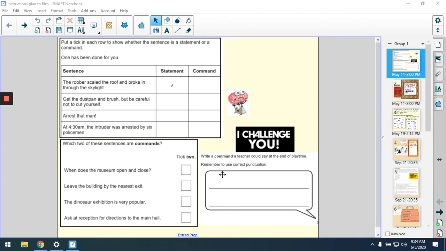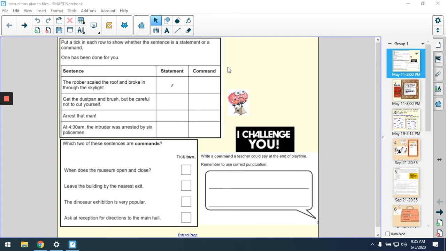Hello Year 4, today you're going to have a go at planning your set of instructions for how to train your dragon. I've got a starter for you here, which is looking at the difference between whether sentences are statements or commands. So if you pause the film, have a go at the activities when you're ready.